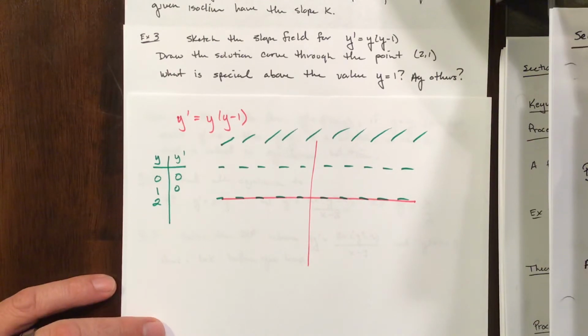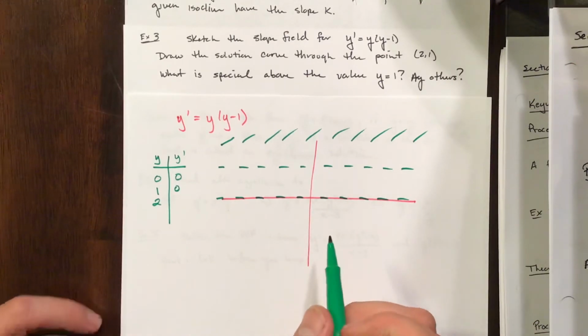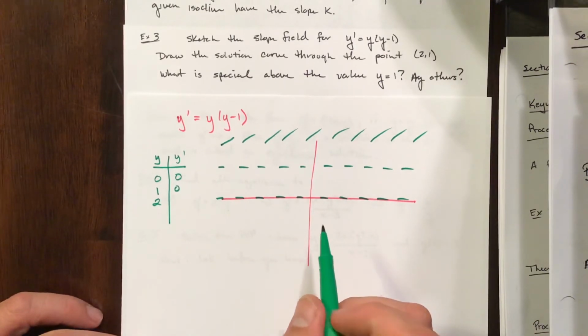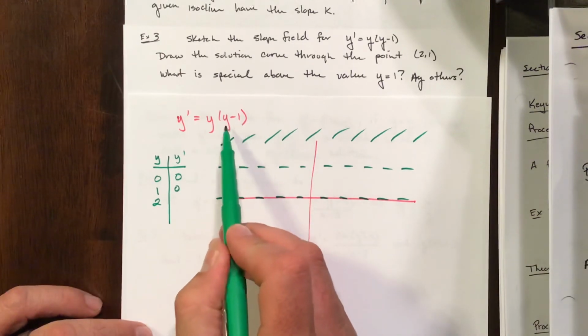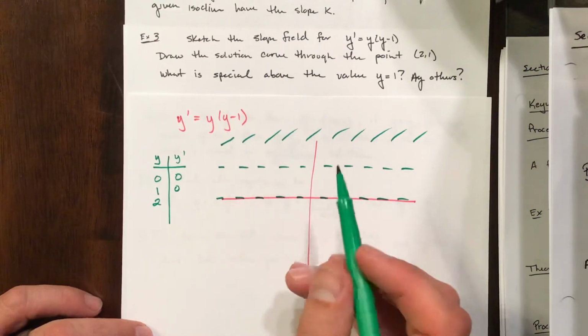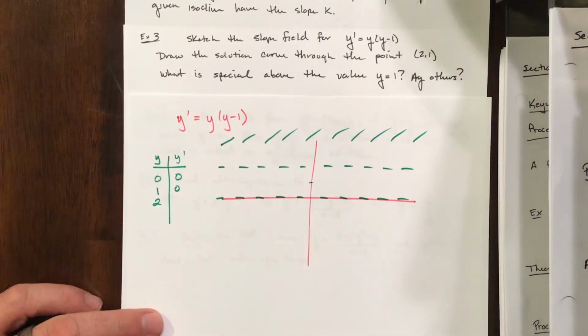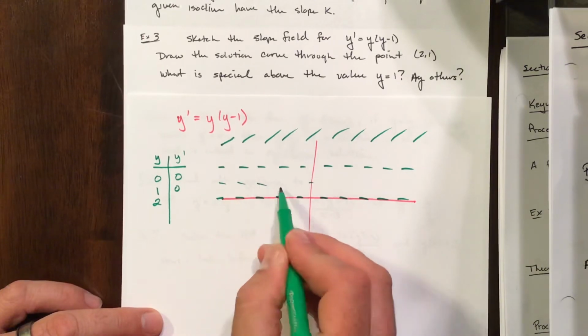Okay, and let's pick one more. Let's pick some value between 0 and 1, like 1/2. So if this is 1/2, 1/2 minus 1 is negative 1/2 times 1/2 is negative 1/4. So at 1/2, we have a tiny slope of negative 1/4.